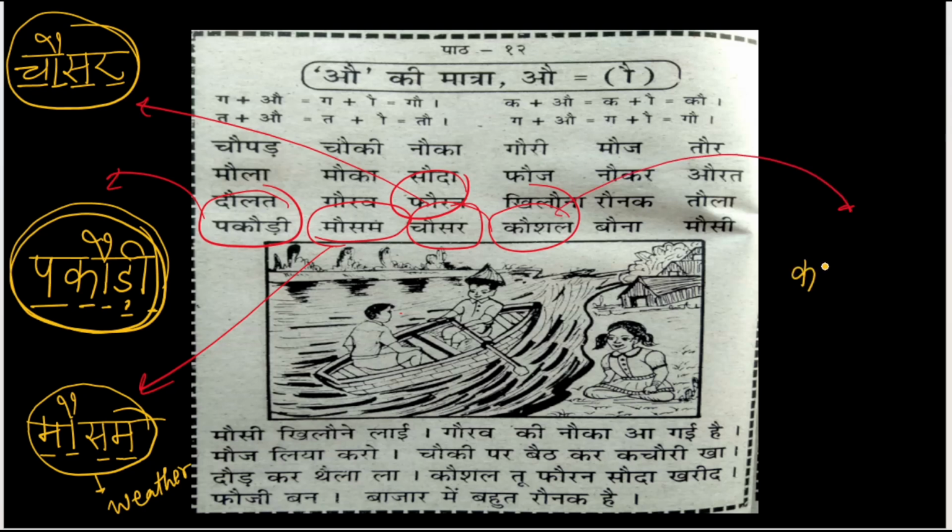This is ka, and this is mother of ao, and this is sha, and this is la. Now it became ka, mother of ao, sha, la, kaushal. It means skill.